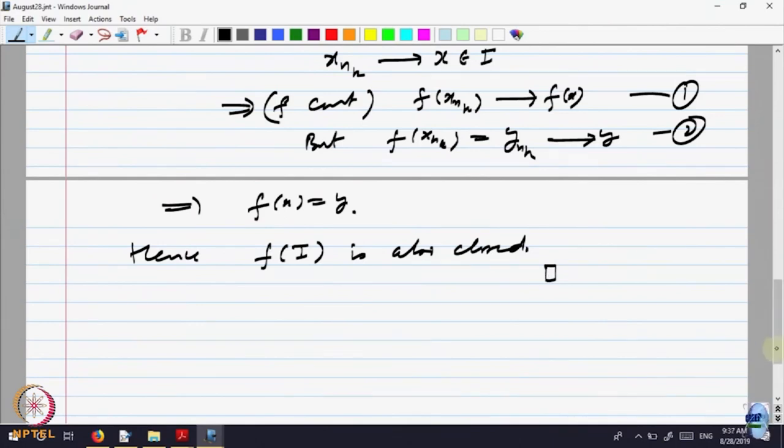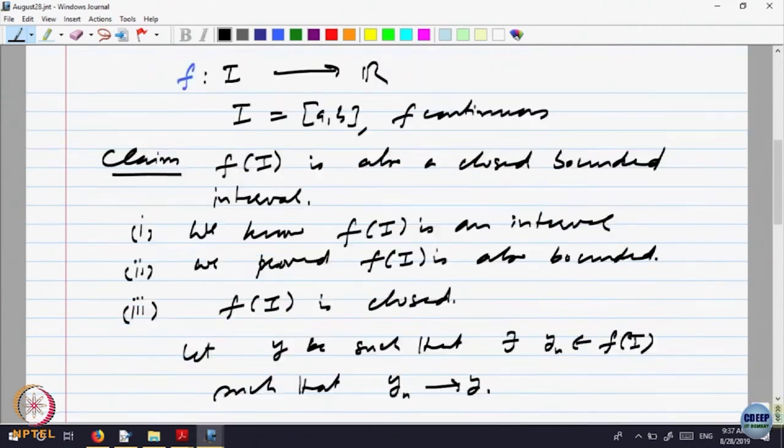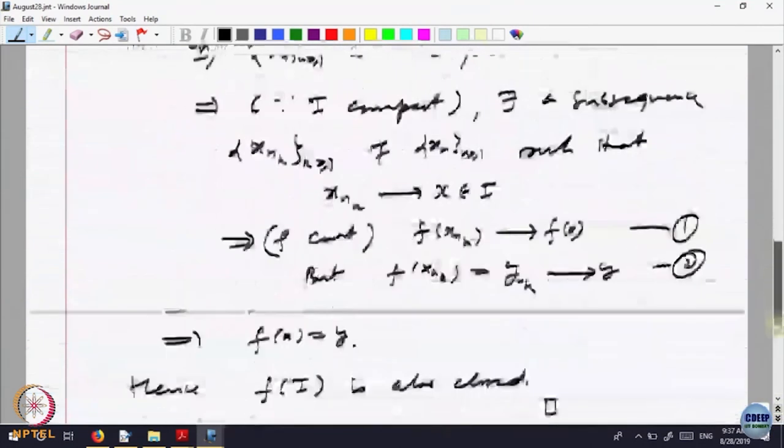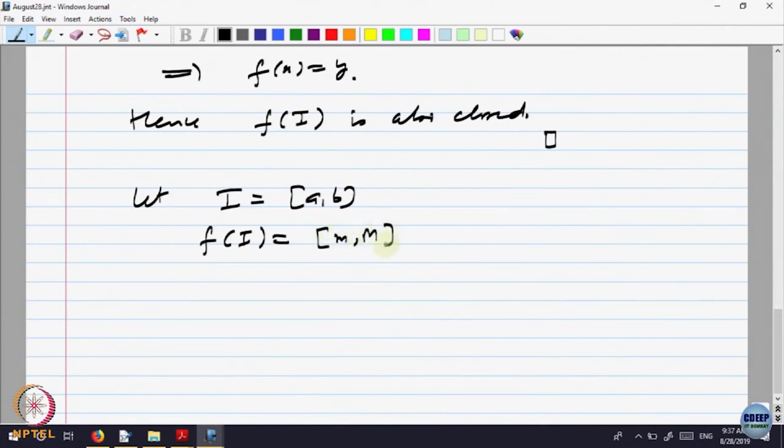So what we have proved is that if I is a closed bounded interval, then f of I is also a closed bounded interval. Let us write this in a slightly more elaborate way. So we had I equal to [a, b], and f of I is a closed bounded interval, so it has some endpoints. It is closed, it is bounded. Let us say these are small m and capital M.